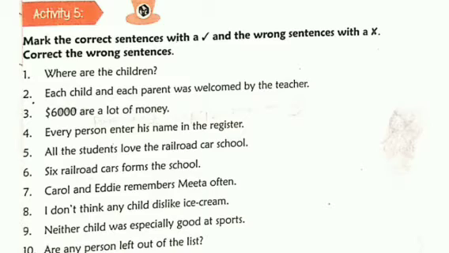There are children. Here you have to give the correct tick if the sentence is correct, and the cross if the sentence is wrong. There are children means it's plural. So is this sentence correct? Yes, because children is plural and are is also plural.